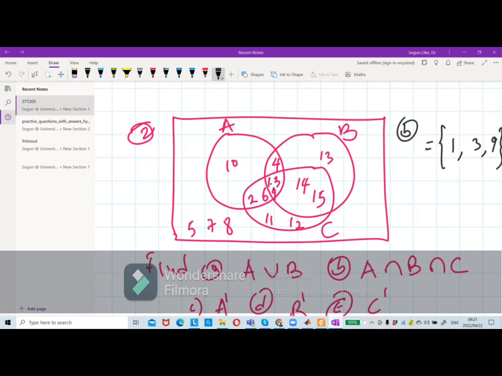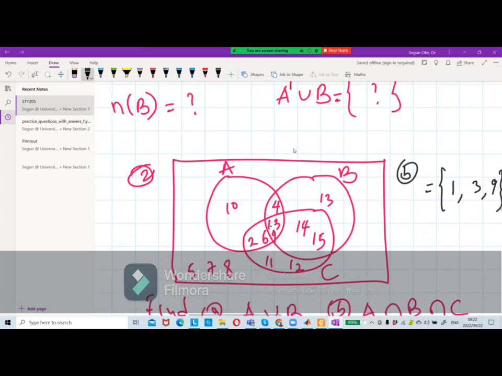If you want to solve question A union B, I want you to solve it by yourself first. If I say A intersection B, this is the point. But for A union B, remove C and find the union.